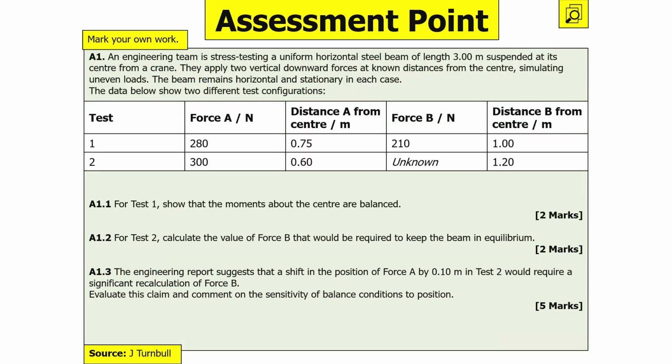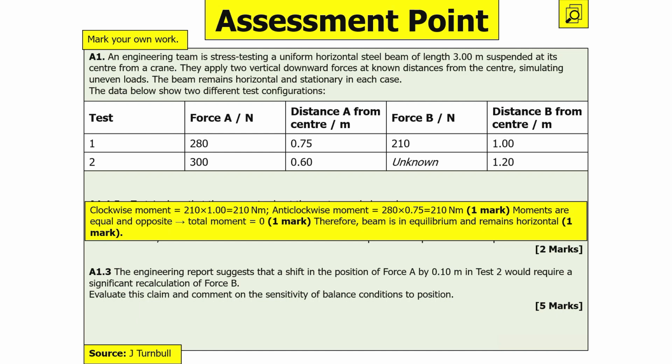Right, in our first question, we can say that the clockwise moment is equal to 210 times 1 from the information given. So therefore, it's going to be equal to 210 Newton meters. The anti-clockwise moment from the information given is 280 times 0.75, which is 210 Newton meters. So the moments are therefore equal and opposite for test 1. So our total moment is 0. So therefore, the beam is in equilibrium and remains horizontal.